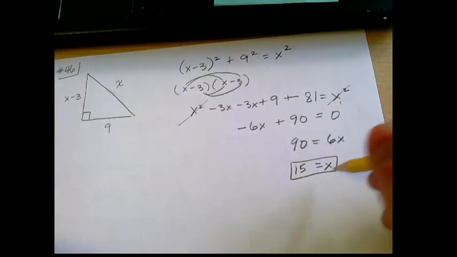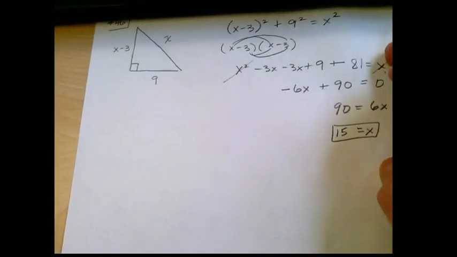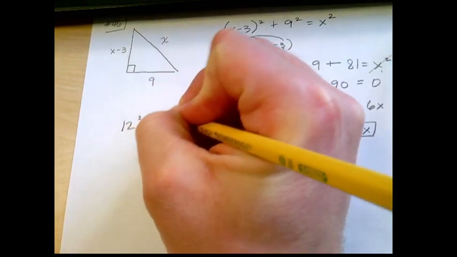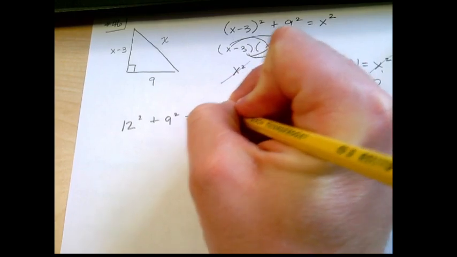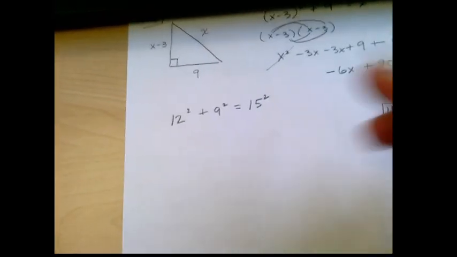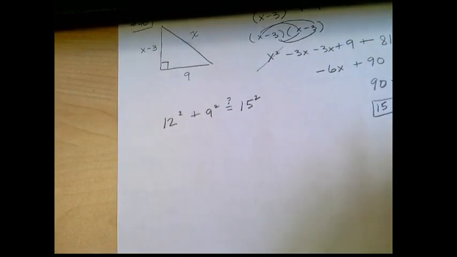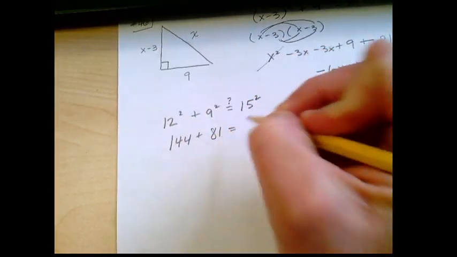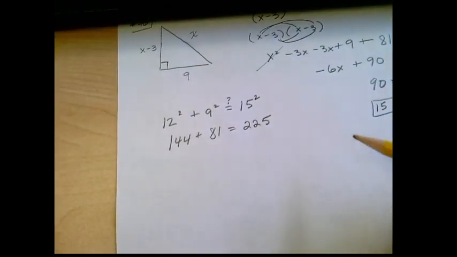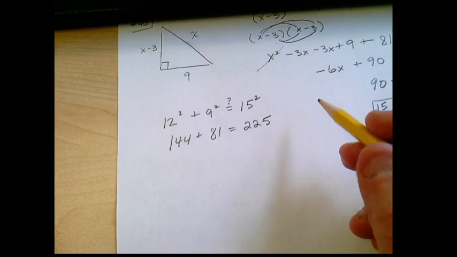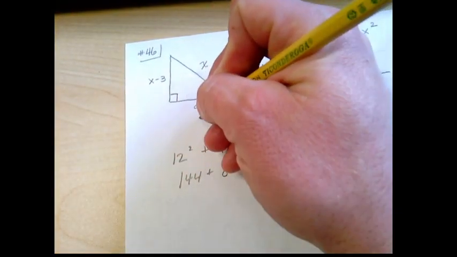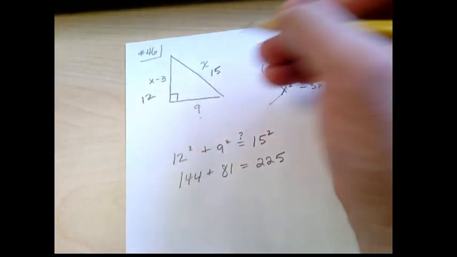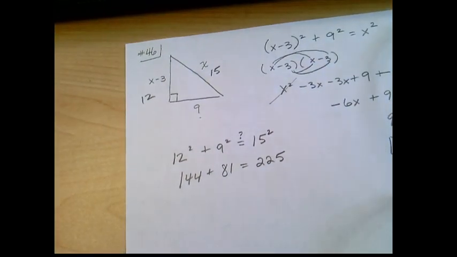Now, you could always go back and double check your work by plugging it back into the original problem. 15 minus 3 is 12, and then you have x, which is 15. If this is right, the question is, are they equal? If they are, then we know we've done our Pythagorean theorem correctly. What is 144 plus 81? It is 225. In fact, this is a 3 times 3, remember this side was 12, 4 times 3, and this is a 5 times 3 triangle. So it's a 3, 4, 5 right triangle.